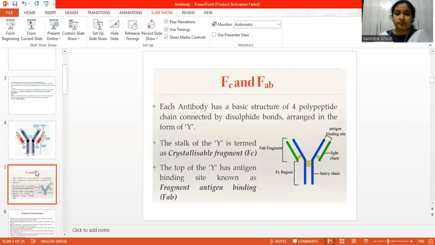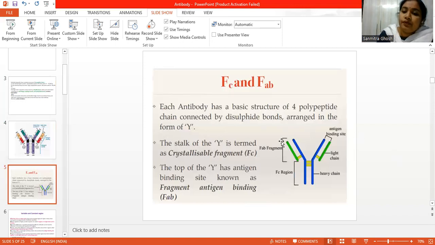Now, this structure of the antibody comprising the four polypeptide chains can be divided into two segments. Okay. The structure, as you can see in this picture, looks like the letter Y, and the stalk of this Y is referred to as the Fc region. Why? Because this Fc portion of the polypeptide chain can be crystallized. That's why it is referred to as the Fc region.